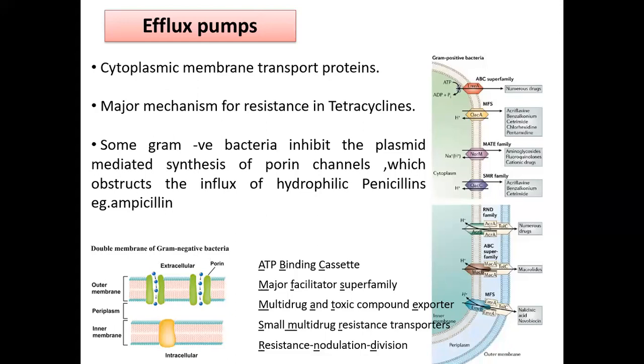So cytoplasmic membrane transport proteins will not help the antibiotic to come inside. Especially in gram-negative bacteria, it inhibits the plasmid mediated synthesis of porin channels, right? In gram-negative bacteria, porin channels will not be synthesized, which obstructs the influx of hydrophilic penicillin, especially ampicillin. In the case of penicillin and ampicillin, porin channels are responsible because their synthesis will be inhibited.